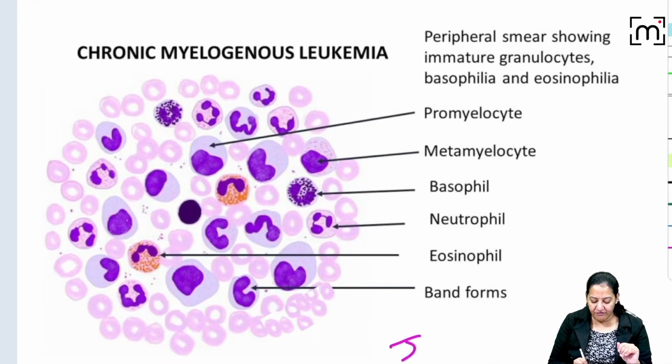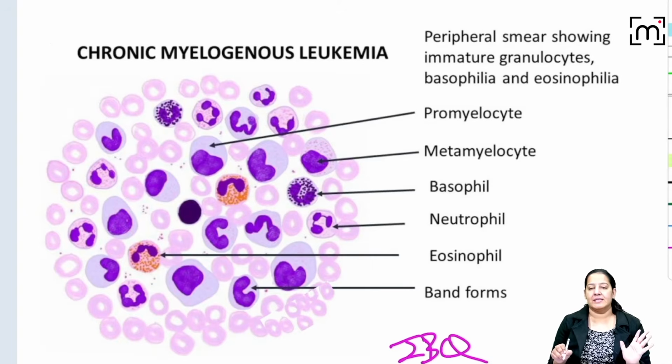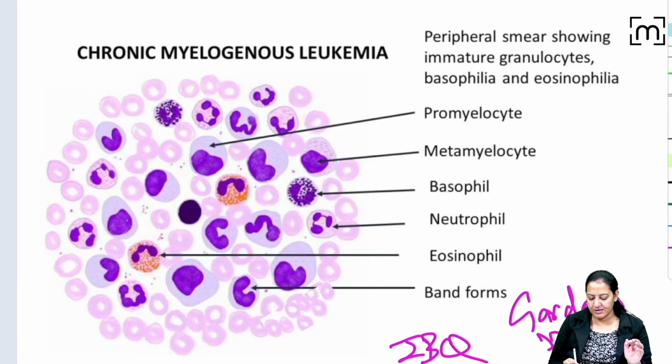Now this can come as an image-based question in your exam. In this image, you can see the various types of cells. This is known as the garden party appearance. Why is it known as garden party?